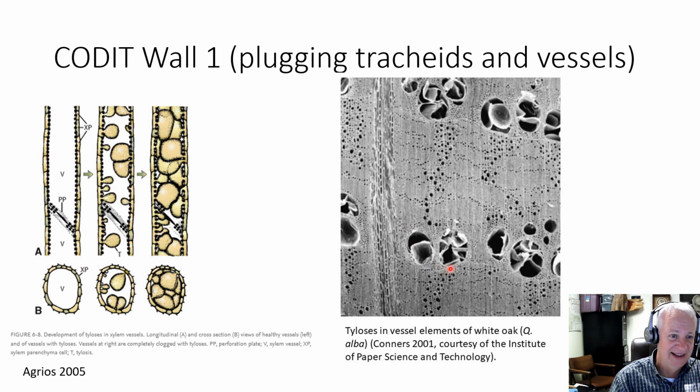So these are examples here. This is a cross section. This is a longitudinal section. This is a cross section showing tyloses, in this case in white oak. And white oak is a classic tylosis forming species, but those are formed by ingrowth from ray parenchyma into the vessels, and that plugs those vessels and blocks vertical or longitudinal movement of pathogens.